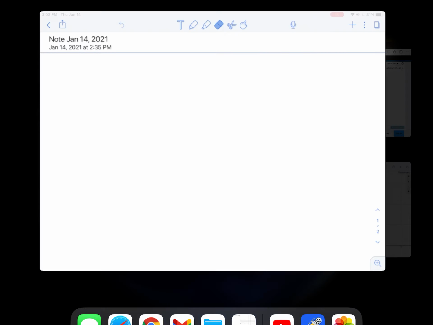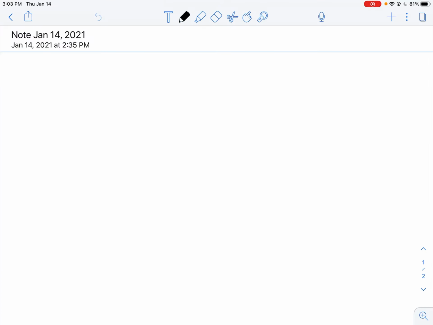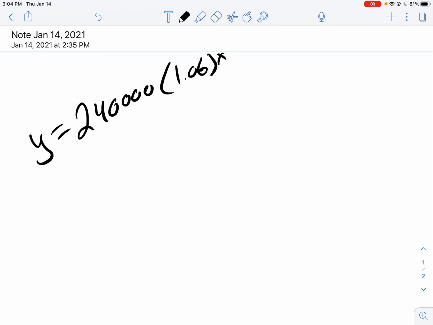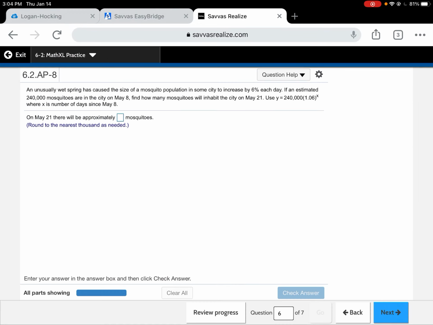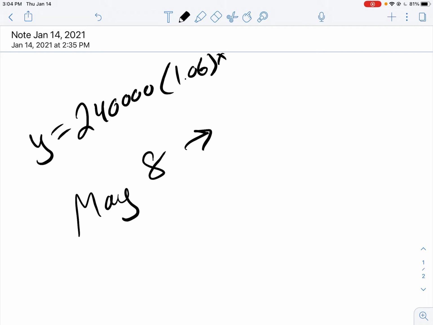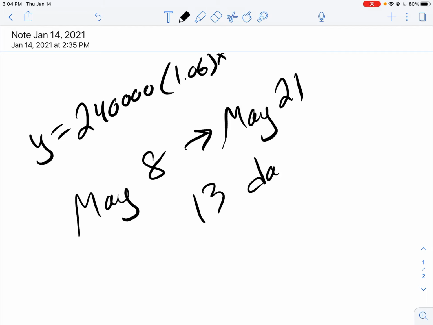So let's go ahead, and I'm going to bring open my notes here, and we are going to just write down what they told us real quick. We had 240,000 parentheses 1.06 to the power of x. Now we're going from May 8 to May 21st. So what we want to figure out is how many days is that? So simply start at May 8th, and then every time you go to the next day, just count up. If you did May 9th, 10, 11, 12, 13, 14, 15, 16, 17, 18, 19, 20, 21, that should give us a total of 13 days, okay?